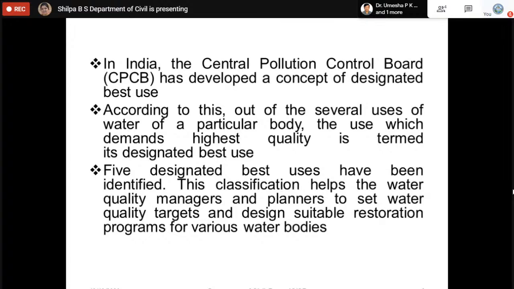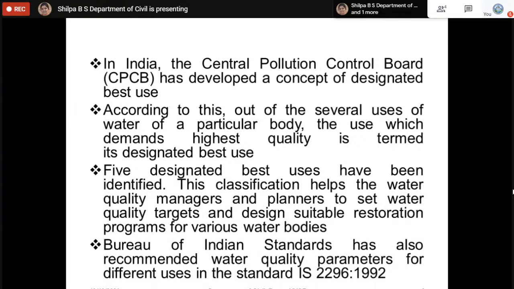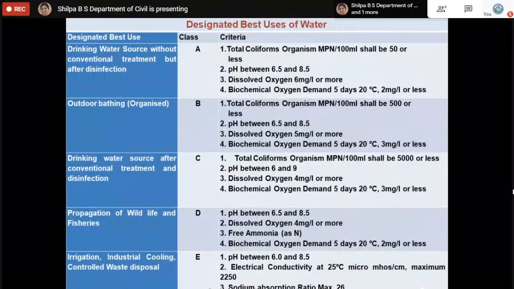It has given those 5 designated best uses, which will help the quality managers and the planners to set the water quality targets and the design in the restoration of the water bodies. Also, the Bureau of Indian Standards recommended the water quality parameters for the different uses in the standard IS 2296 in the year 1992. So according to the CPCB, the designated best uses of water are classified into 5: class A, class B, class C, class D.